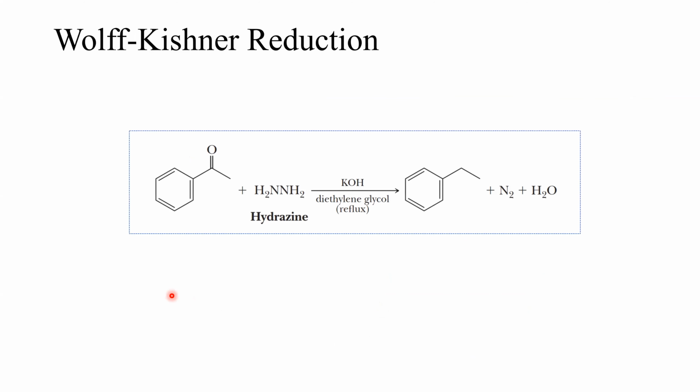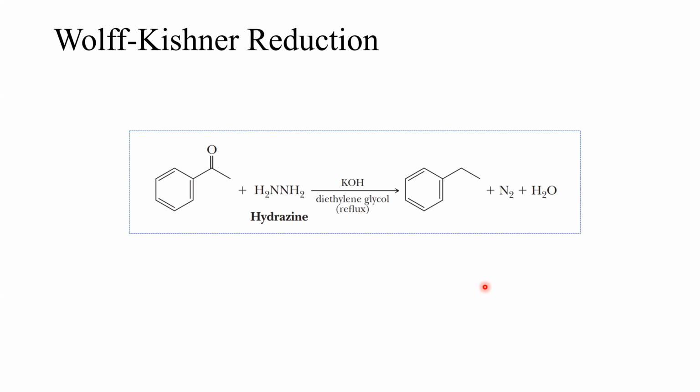Now the next one is the Wolff-Kishner reduction. In the Wolff-Kishner reduction, we are using hydrazine and a basic medium, and diethylene glycol, which is a high boiling liquid, and this is the solvent we are using here. So the overall product will again be the alkane, because this carbonyl is converting into the CH2, and in the byproduct we will get the N2 and H2.